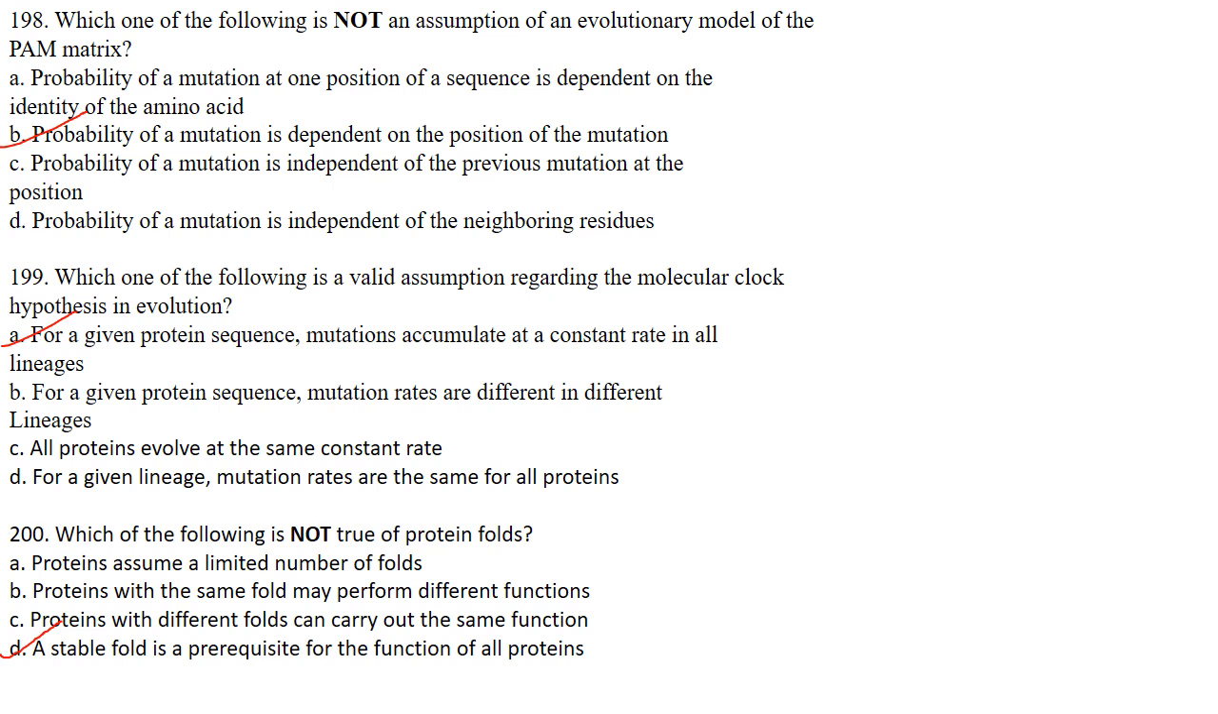Then next one. Which one of the following is a valid assumption regarding molecular clock hypothesis in evolution? So molecular clock hypothesis states that DNA and protein sequences evolve at a rate that is relatively constant over time and among different organisms. So the valid assumption regarding molecular clock hypothesis is that for a given protein sequence, mutations accumulate at a constant rate in all lineages. Answer is option A.